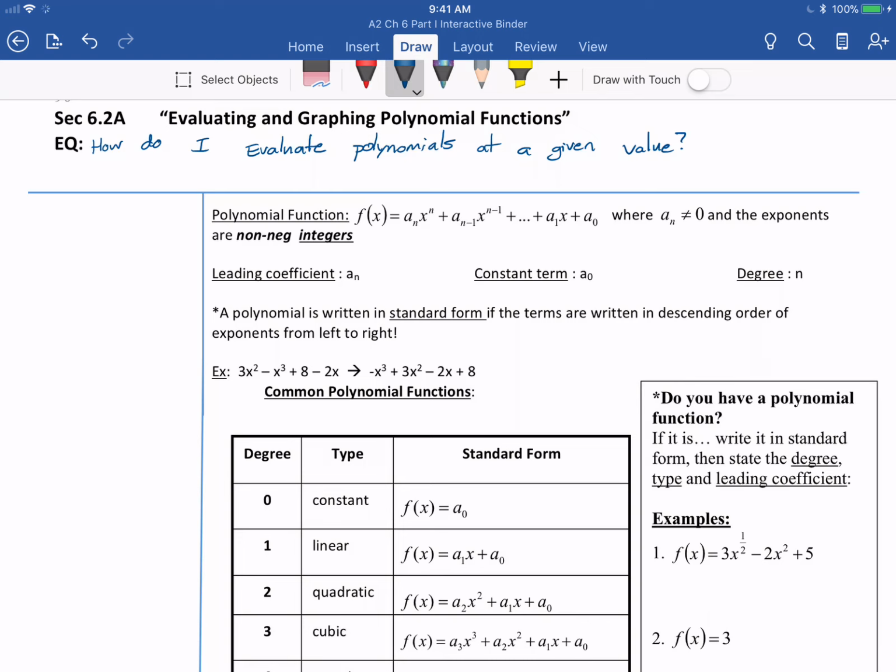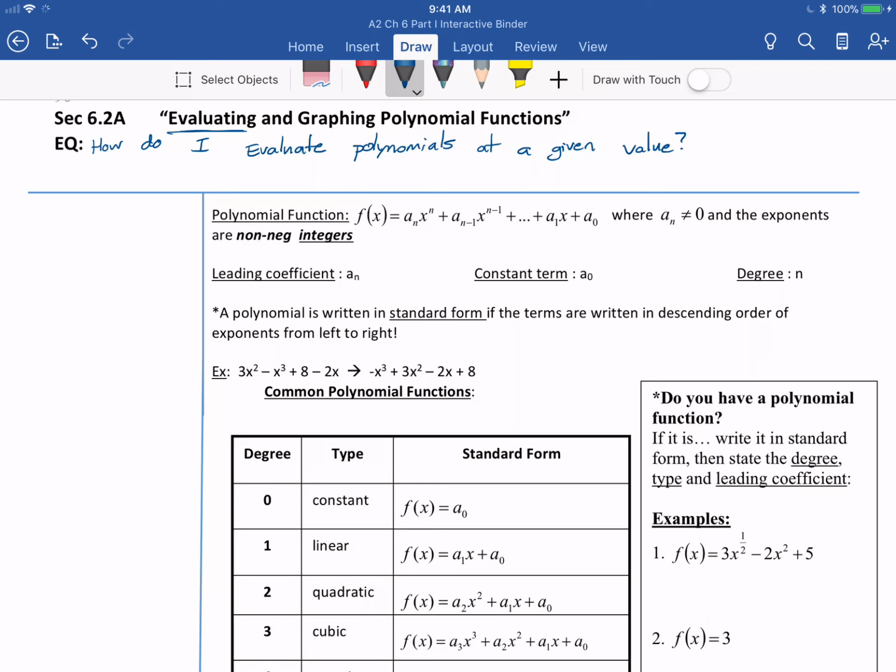Alright, so we broke Section 6.2 into two sections, 6.2a and 6.2b. I will post the video for 6.2b as well. But for 6.2a, we're really just focusing on evaluating a polynomial at a function.